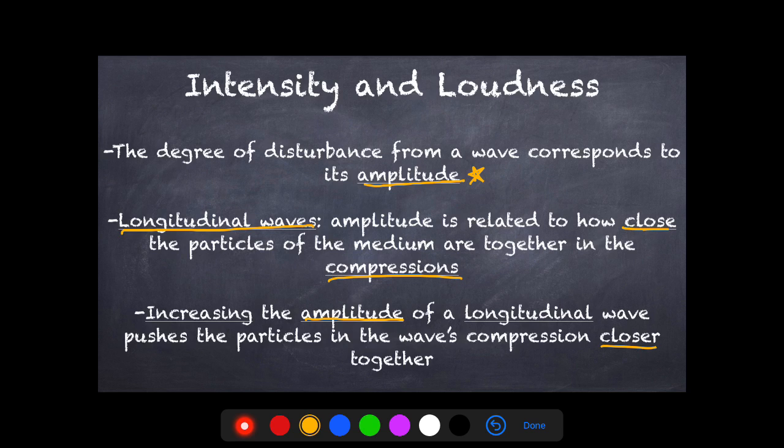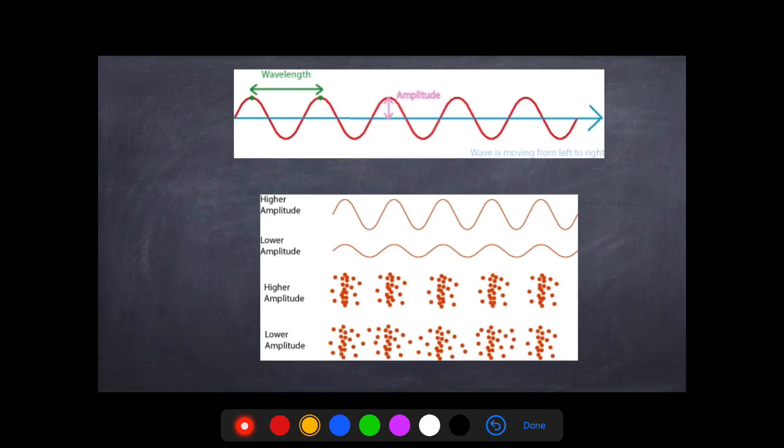So again, one important term is the amplitude, which in a longitudinal wave is related to the compression of the wave. This is when the particles are super close together versus more spread out. In this image, we can see that the amplitude is right here, going from top to bottom.